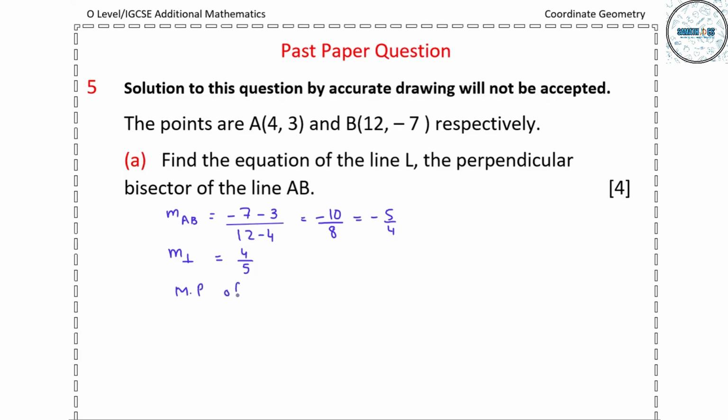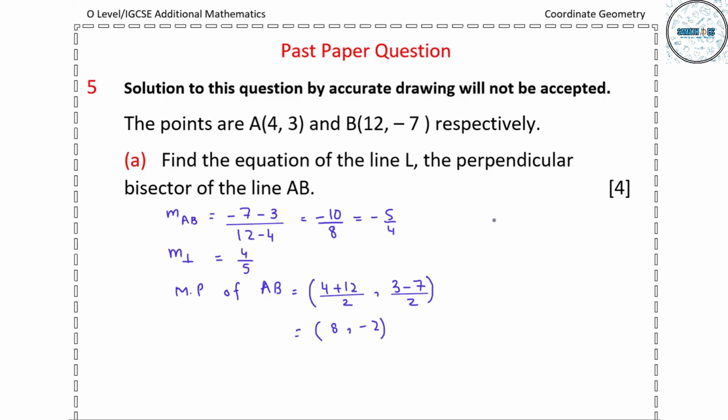Midpoint of AB is equal to (4 plus 12) divided by 2, (3 minus 7) divided by 2, which is equal to (8, -2). 4 plus 12 is 16. 16 divided by 2 is 8. 3 minus 7 is -4. And -4 divided by 2 is -2.